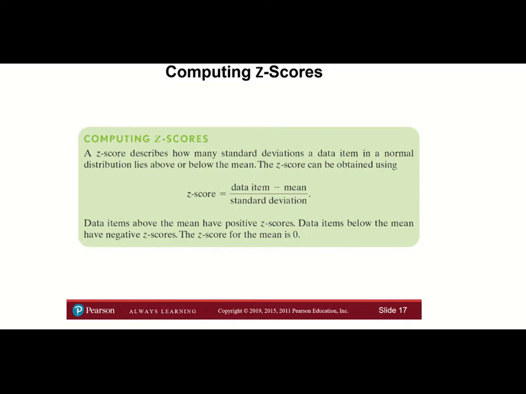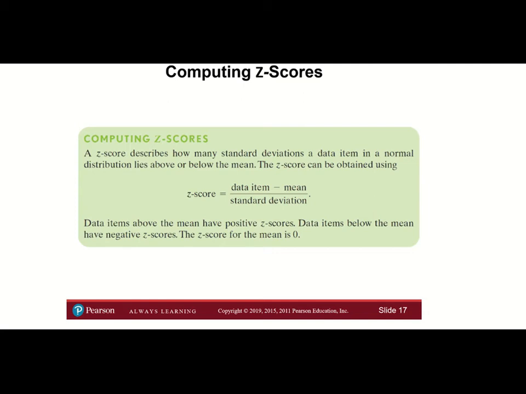All right, sometimes you'll be asked to calculate the z-score, and what a z-score is, it describes how many standard deviations a data item is above or below the mean. So for the z-score, you have to have a normal distribution. To find your z-score, you're going to take the data item minus the mean, divided by the standard deviation.